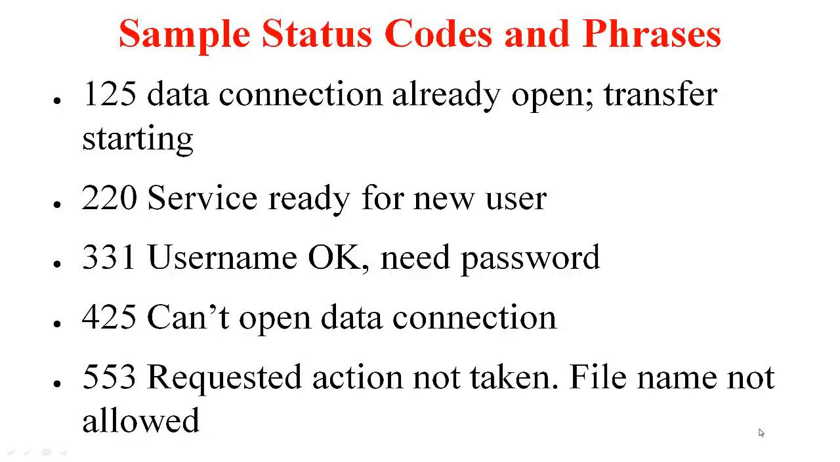And just like other protocols we have seen so far, there are status codes and phrases, and here is a sample set. For example, code 125 states that the data connection is open and the transfer is starting. Code 220 states the service is ready for the new user. 331 states the username is okay, I need a password, and so on. I will let you browse this at leisure. In fact, there are more if you are interested on the web.